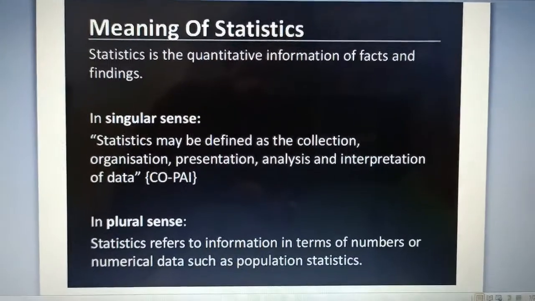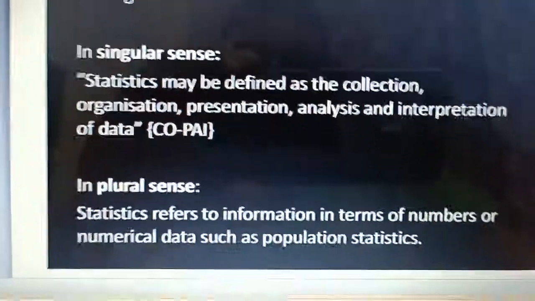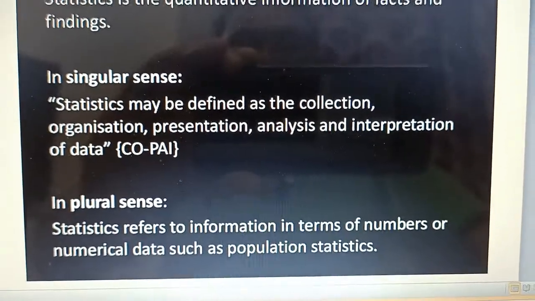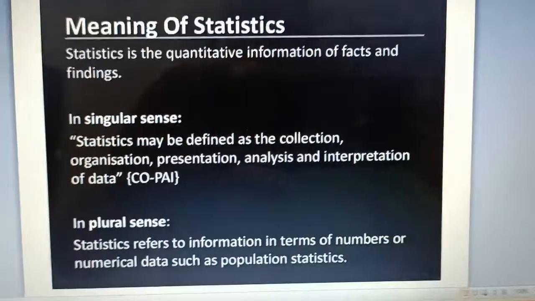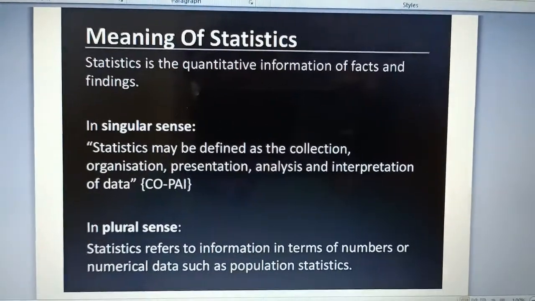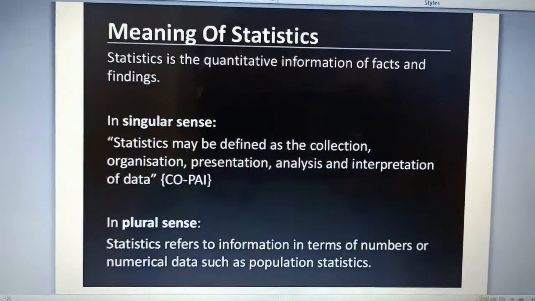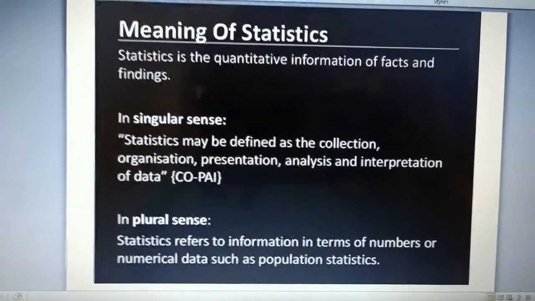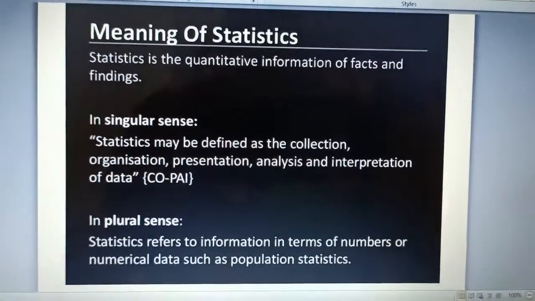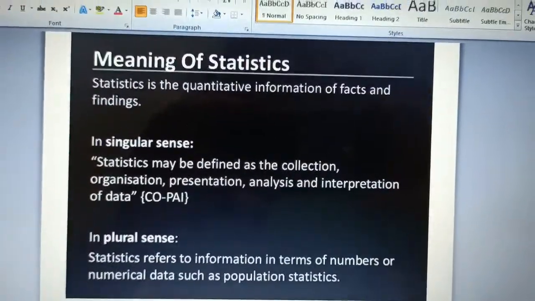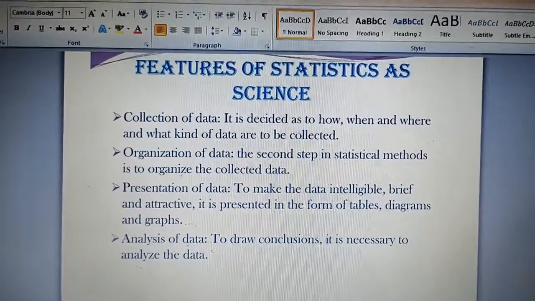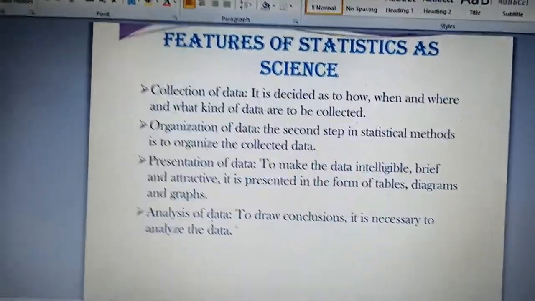And in plural sense, statistics refers to information in terms of numbers or numerical data, such as population statistics, what we call census, population census. There we collect data. Here it is presented in form of data basically. Singular sense is the process, and in plural sense it is numerical data. This we have to understand. Important terms, we use both terms, and both senses have importance. Features of statistics as science.